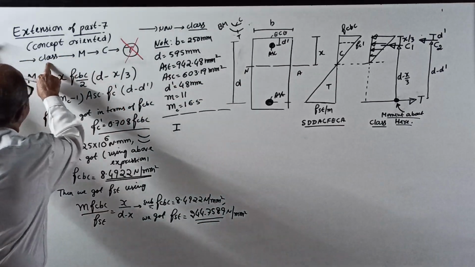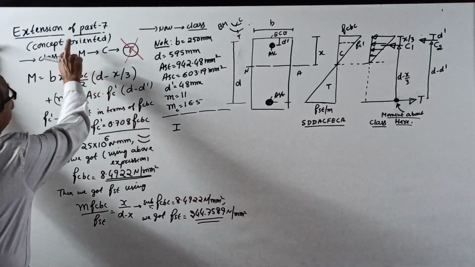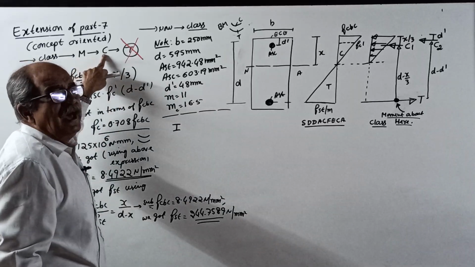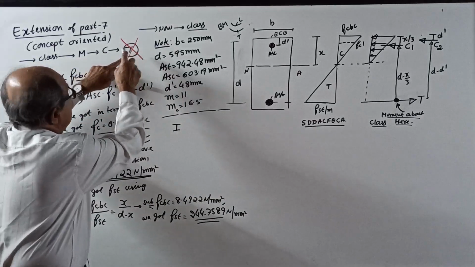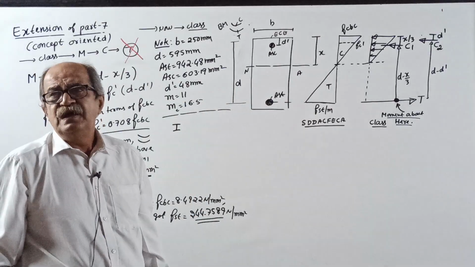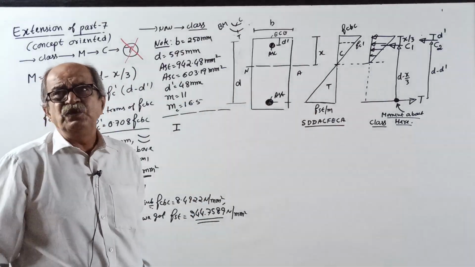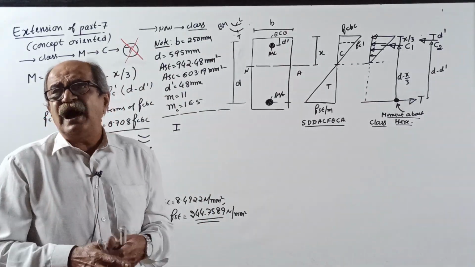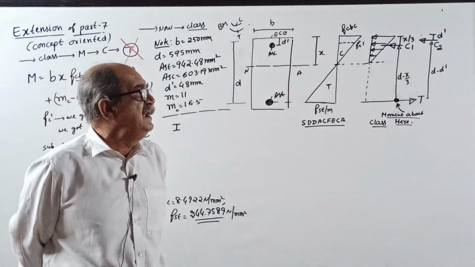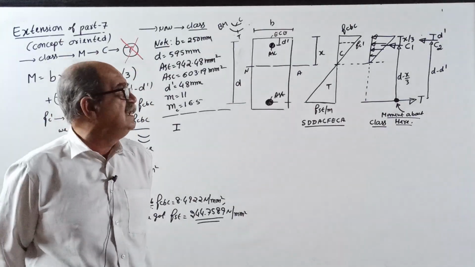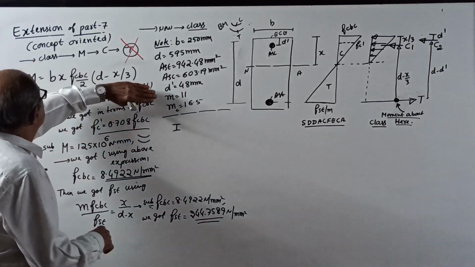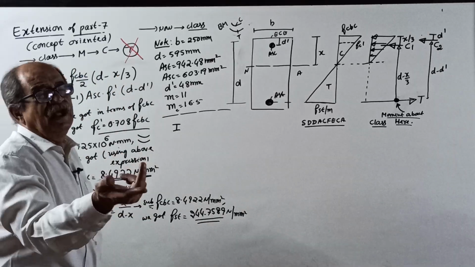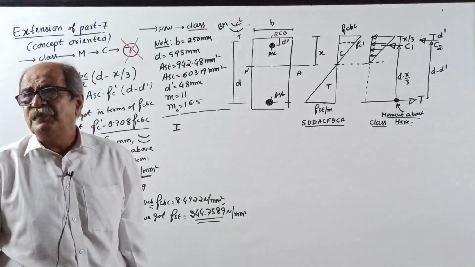We used the expression for M in terms of compression. At that time I told, everywhere people will tell, in terms of tension you cannot use the expression. Actually, it is not that you cannot use it, but it is lengthy. In a singly reinforced section, we can use either M in terms of compression or in terms of tension. In limit state also same thing. Compression equation, singly reinforced: M equal to B x fcbc by 2 into (d minus x by 3). If you use tension, M equal to Ast fst into (d minus x by 3).